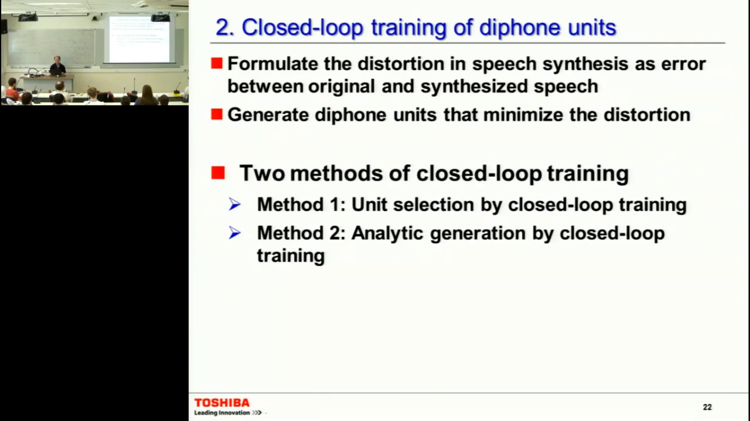The idea is that we formulate the distortion in speech synthesis as an error between the original and the synthesized speech. Then we generate a diphone unit that minimizes the distortion. At that time, I came up with two methods of closed-loop training. Method one is called unit selection by closed-loop training, and the other one is called analytic generation by closed-loop training.